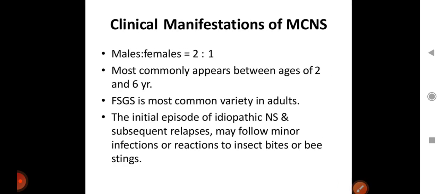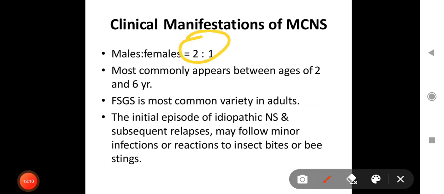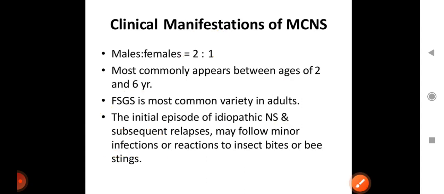Now, the clinical manifestation of minimal change disease: male to female ratio is 2:1. These are just epidemiological things. It most commonly appears between the ages of 2 and 6 years. It can be asked what is the most common age group for minimal change, which is 2 to 6 years. FSGS is most common in adults. The initial episode of idiopathic nephrotic syndrome and subsequent relapses may follow minor infections or reactions to insect bites or bee stings. So mostly we see that any patient with relapse of nephrotic syndrome usually has a preceding infection, either a cold, fever, or any abdominal infection, which precipitates the relapse, or even the first episode.